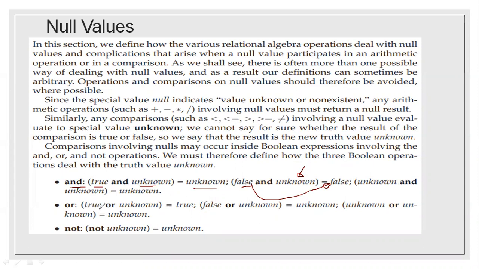Let us see the OR. True or unknown: true or true is true, and true or false is also true. That's why this unknown will not matter. The result is true. Now false or unknown cannot be identified, because false or true will be true, but false or false will be false. That's why it is unknown. Unknown or unknown, obviously unknown. Not unknown is obviously unknown. So these are the different ways null values are treated.